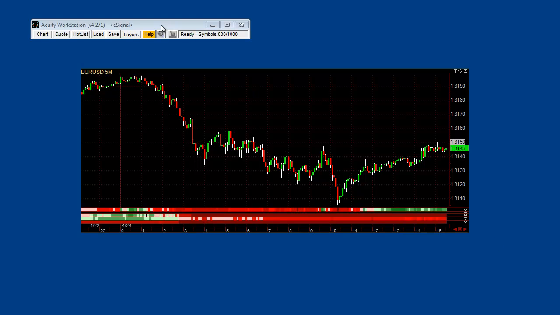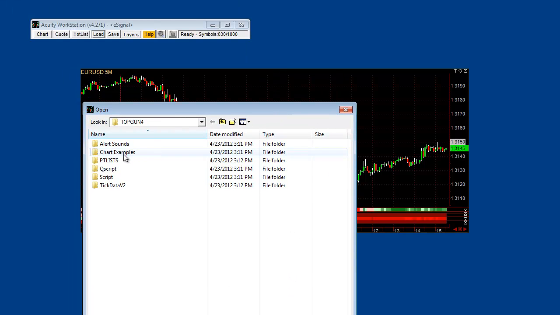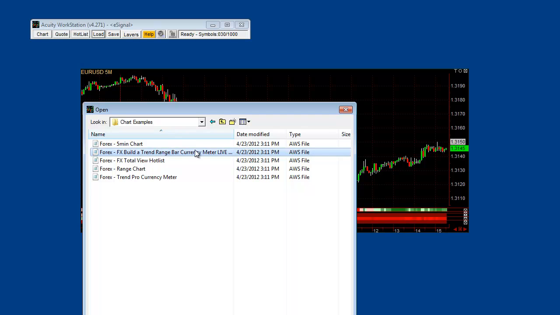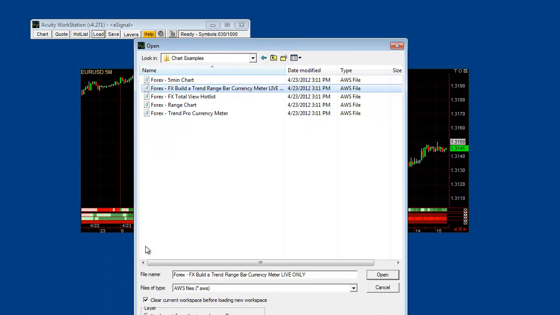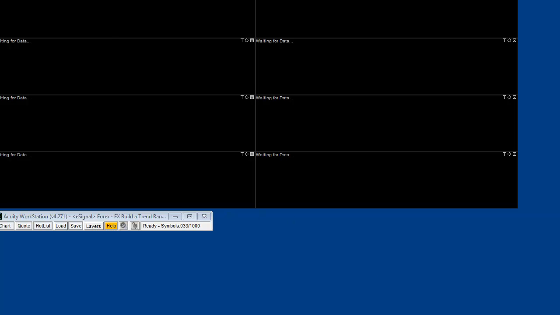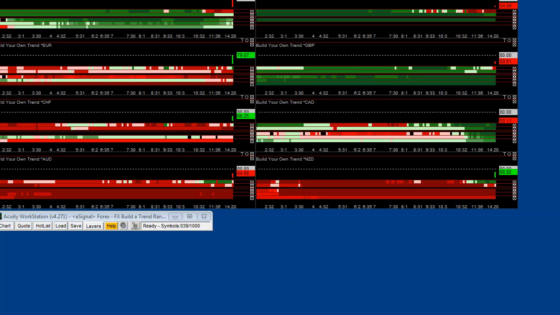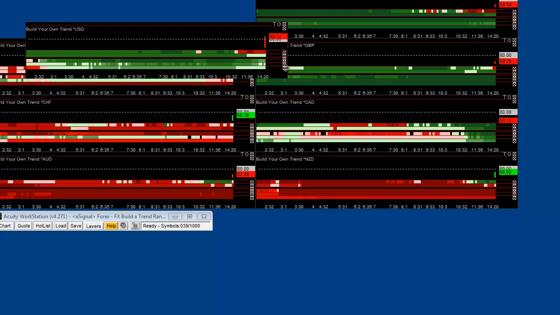I have also created a new currency meter. You can click Load. It's under Chart Examples. FX Build a Trend Range Bar Currency Meter Alive. And if you want to load this to what you already have running, then you uncheck this, and it will keep what you have on your chart. If you want to start over with this or just load it by itself, you click Open. And you can see, let me just bring this down because this is the default one.